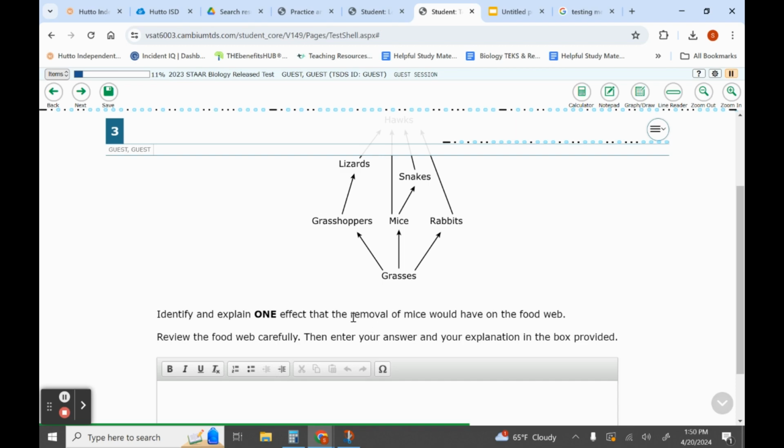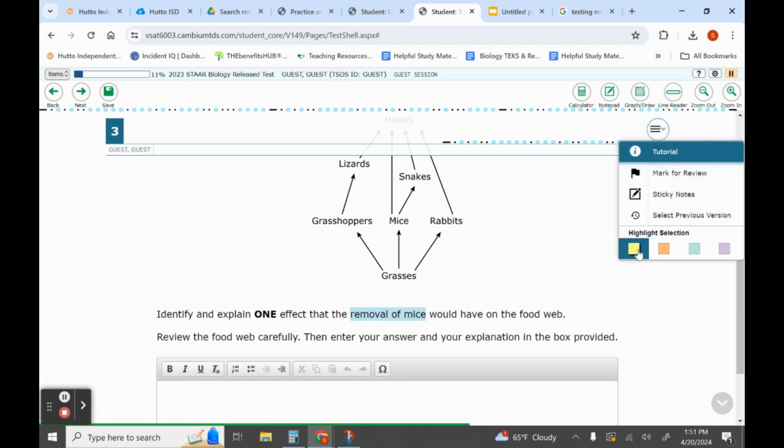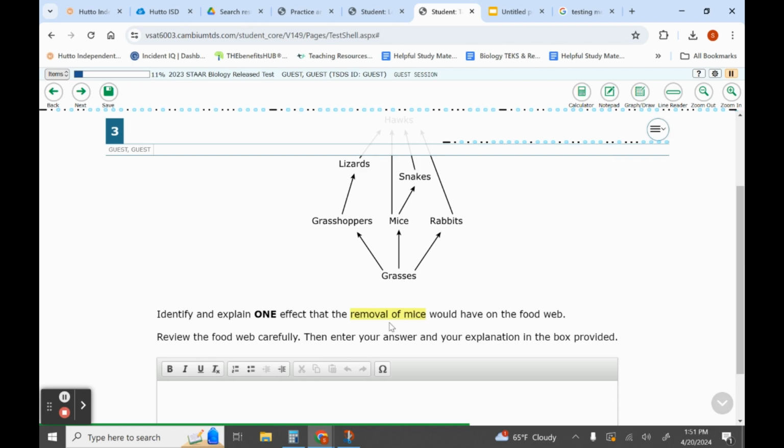So if I wanted to highlight key information, I'm just going to take my mouse here and highlight this section. Boom, right? And I'm going to come here. The part of the direction says identify and explain one effect of, I'm going to do it in 2 different colors. That's just me. All right. So it says, identify and explain one effect that the removal of mice would have on the food web.